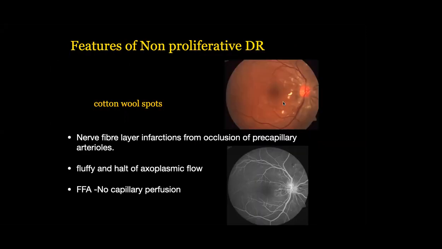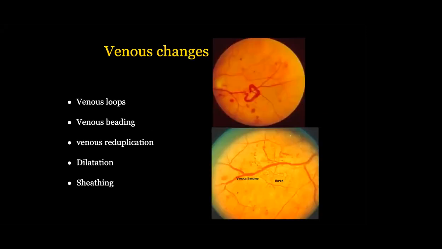And cotton wool spot seems superficial, because when you're looking at the fundus, what you see is the nerve fiber layer, which is superficial. Hard exudates occur in deeper layers like the outer plexiform layer, but cotton wool spot occurs at the nerve fiber layer. It occurs due to occlusion of the precapillary arterioles.